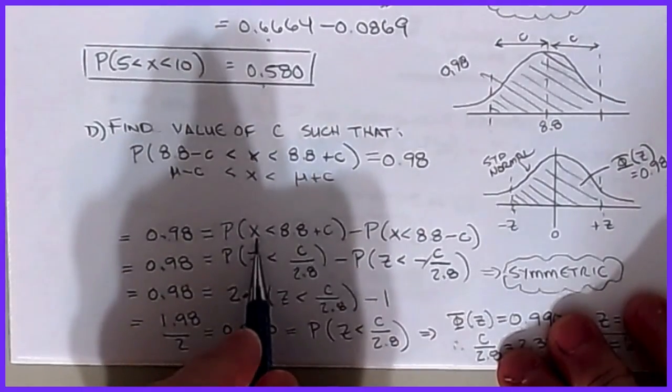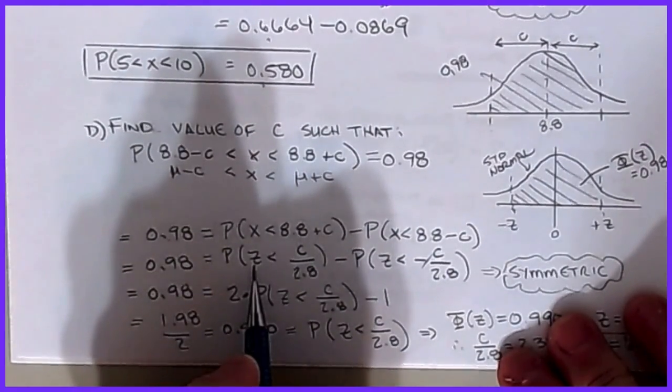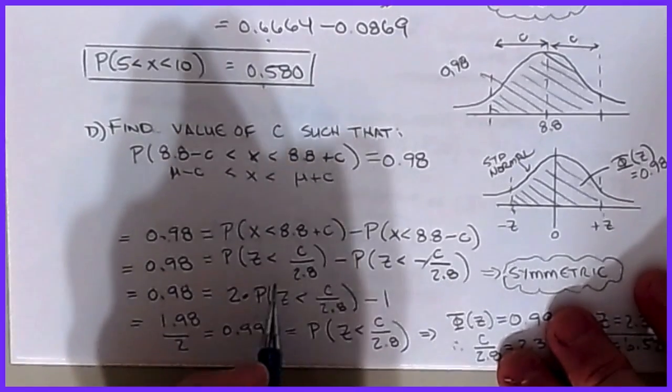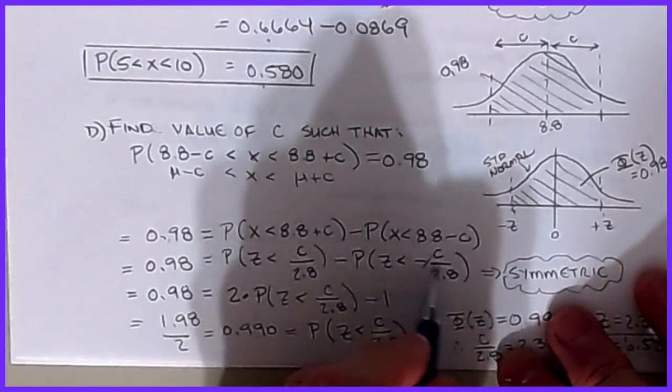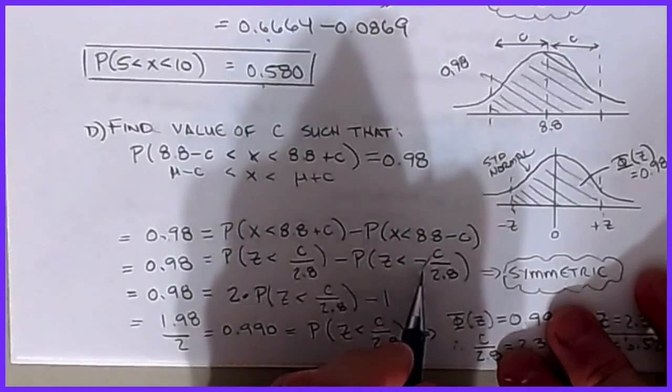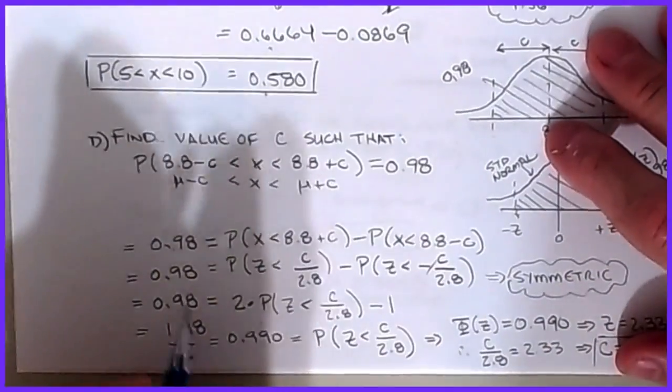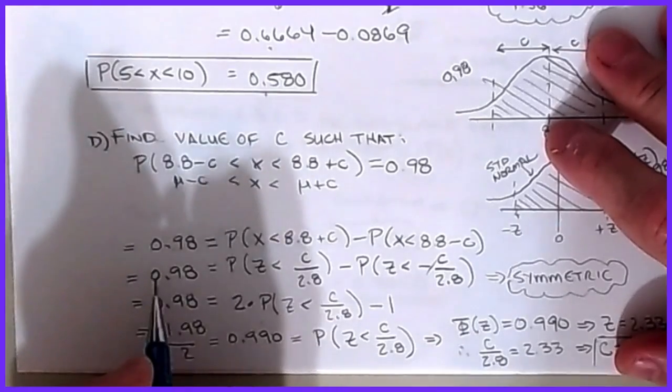Okay, and then I shift from x to my z variable. And when I do that, the point that we're looking for ends up being c over 2.8, and then it's c over 2.8 on the negative side over here. Okay, and so all of that's going to add up to be 98%.